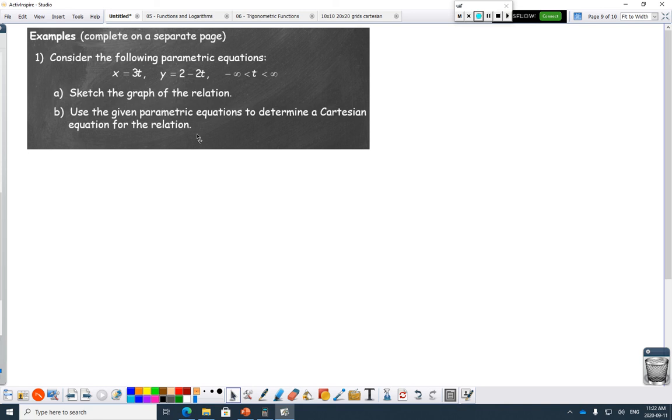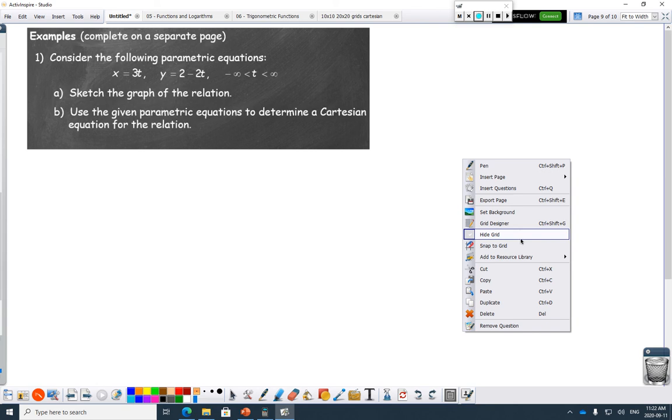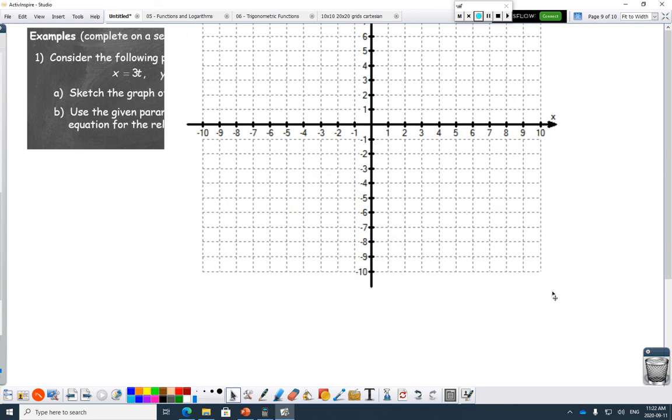It says sketch the graph of the relation. Oh, I need that graph paper again. Is it still in there maybe? Let's see if it's still in the... oh, yeah.